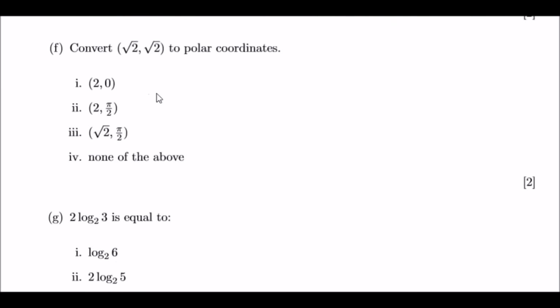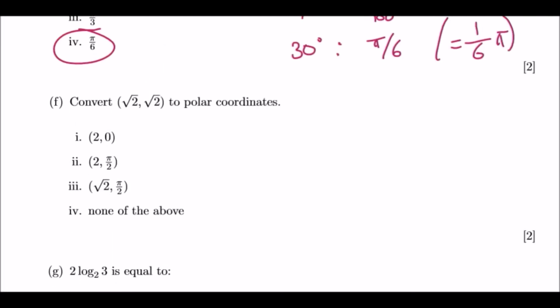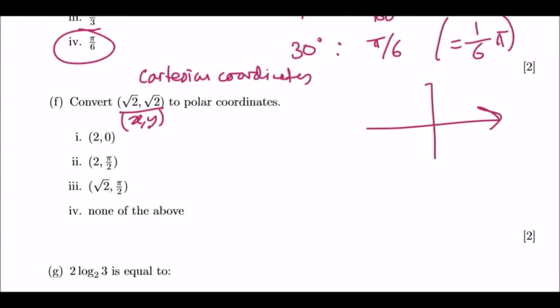Next one, converting these two coordinates to polar coordinates. So one thing to note, these coordinates here are in x and y's, yeah? And they're also known as, the official term is called Cartesian coordinates. Okay, so Cartesian coordinates is your typical x and y graph in this form, x and y.